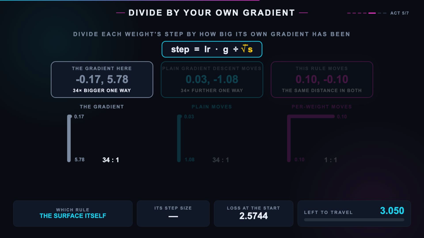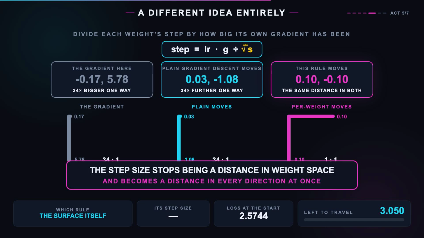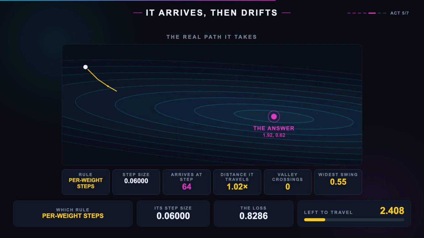Watch what that does to the very first step. The gradient here is 34 times larger one way than the other. Plain gradient descent turns that into a move of 0.03 and 1.08. 34 times further one way. This rule turns the same gradient into 0.1 and 0.1. The same distance in both. The step size has stopped being a distance in weight space and become a distance in every direction at once. That is a genuinely different idea from momentum.